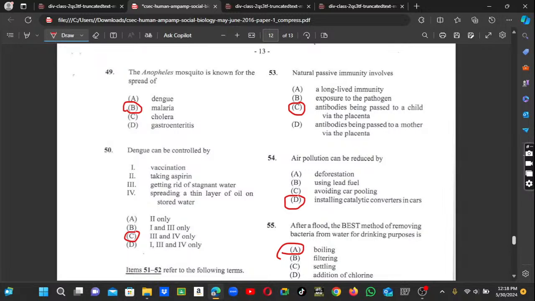Now we know that the spreading of a thin layer of oil on stored water are ways dengue is controlled. So if we were supposed to get rid of all of the water that's in tires or cans and all of that, that can help to control dengue. So the answer would be C for 50.